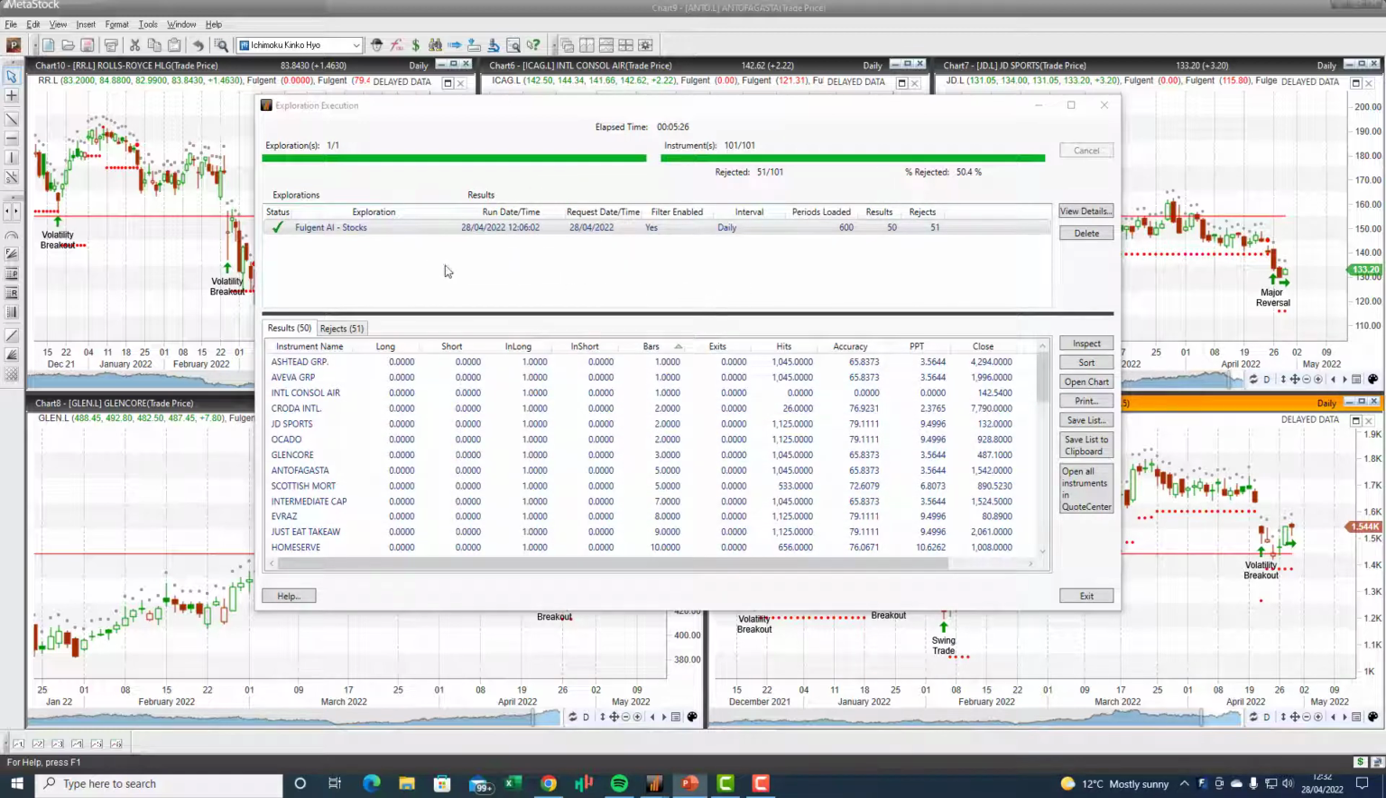Now, I've run the screen, loaded the engine. It takes a couple of minutes to run through the FTSE100. There's 50 trades where the AI is in a trade. There's 51 rejects. The AI index actually has more than 100 stocks in it. That's why it says 51.